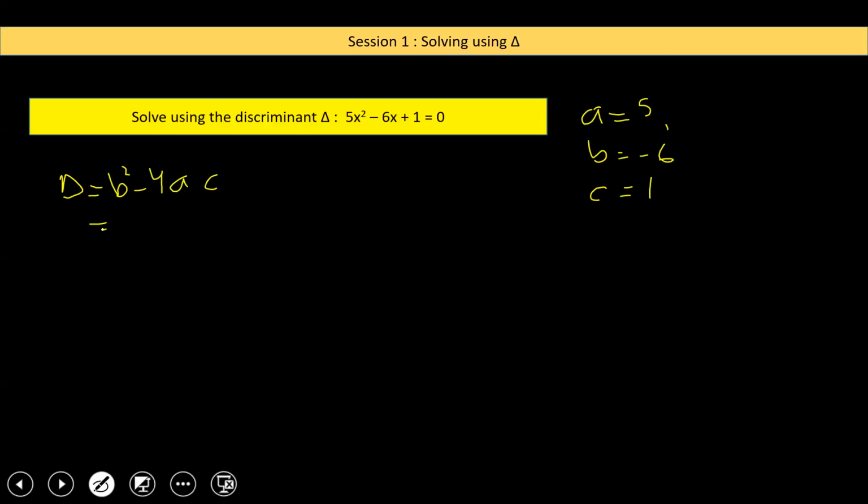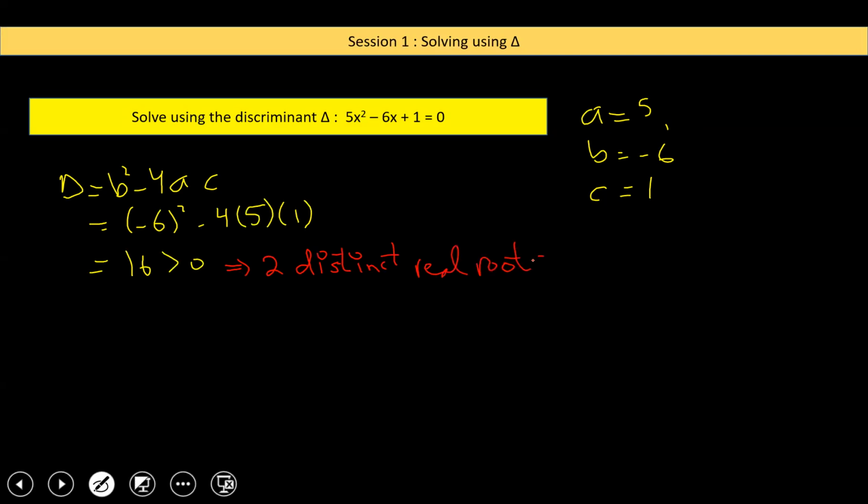It's B squared, which is minus 6 squared minus 4 into A into C. We get 36 minus 20, which is 16, which is positive. As in case we have positive delta, we say we have two distinct real roots. What are these roots? The first one is minus b minus radical delta over 2a. The second one is minus b plus radical delta over 2a.